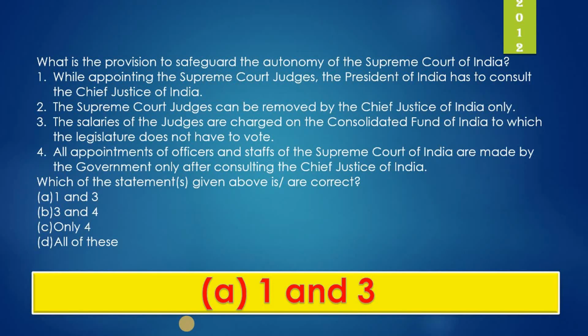Okay, and as far as the second statement is concerned, it's incorrect because the Supreme Court judges can only be removed by an order of the President after an address for such removal is passed in both the houses of the Parliament with special majority. And for the fourth statement, as per Article 146, salaries of judges are charged on the Consolidated Fund of India, and appointment of all staff is also done by the Chief Justice of India only.